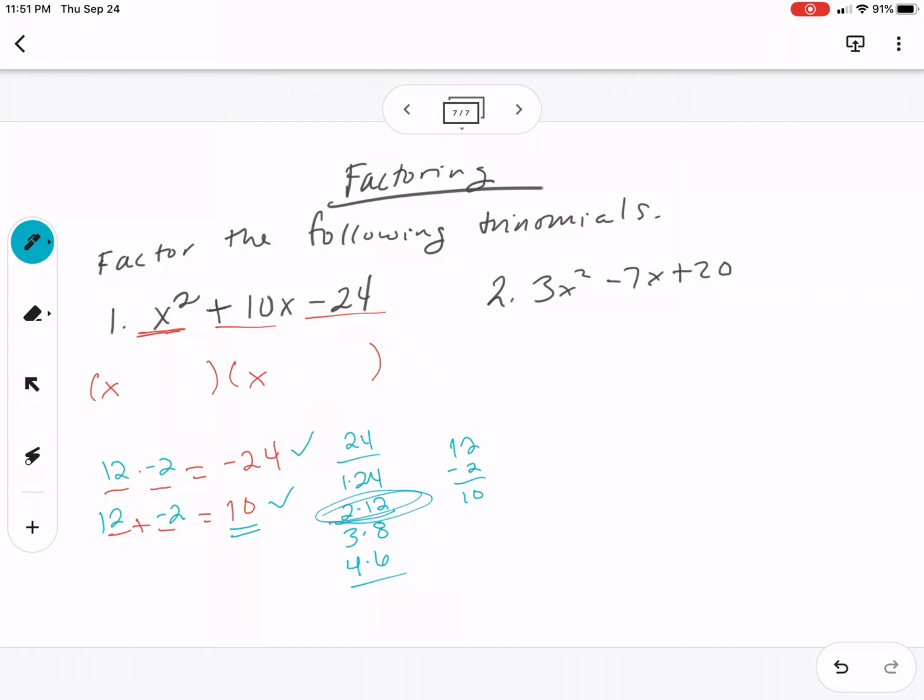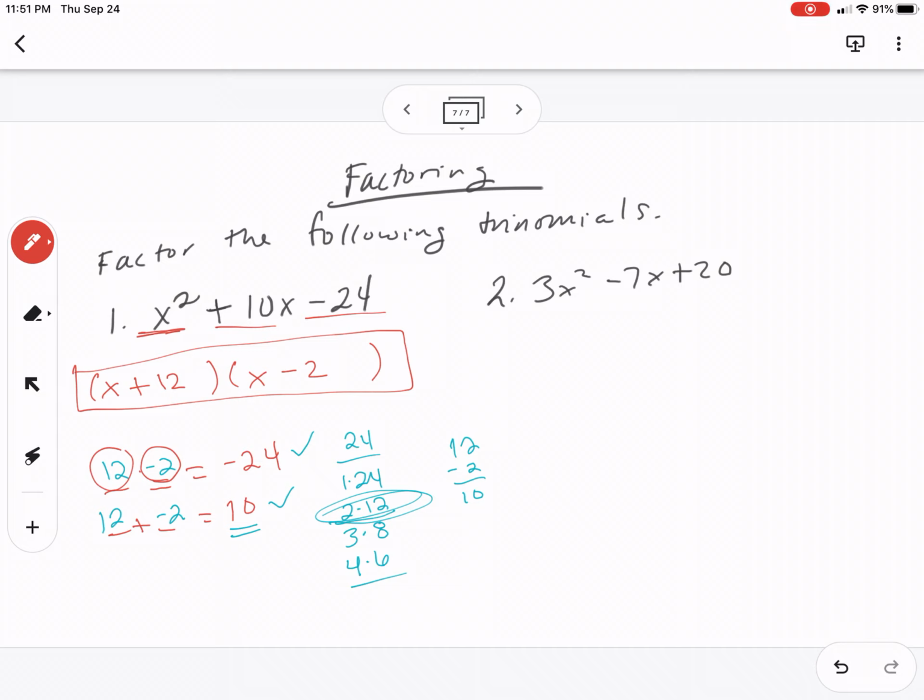So this first pair works for both blanks. So since I have a positive 12, I'm going to put a plus 12. And since I have a negative 2, I'm going to put a minus 2. And those would be my factors.